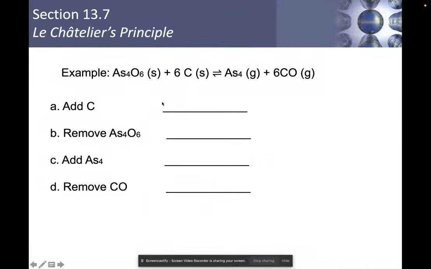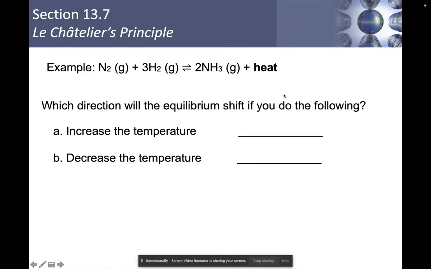All right, what about some examples that use something we talked about earlier? So what if I add some carbon to this reaction? Spoiler alert, nothing's going to happen. It's a solid, remember? Only gases and aqueous solutions affect equilibrium. What if I remove some AS406? Nothing, it's a solid. What if I add some more AS4 here? It's going to move to the left. It's going to try to remove what I added. What if I remove some CO? It's going to try to replace it. It's going to move and try to make some carbon monoxide.